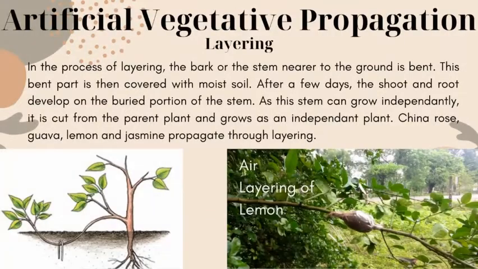The next method is layering. In the process of layering, the bark or the stem nearer to the ground is bent. This bent part is then covered with moist soil. After a few days, the shoot and root develop on the buried portion of the stem. As this stem can grow independently, it is cut from the parent plant and grows as an independent plant. China rose, guava, lemon and jasmine propagate through layering. Air layering is a method of propagating new trees and shrubs from stems still attached to the parent plant. The stem is wrapped with damp moss to encourage roots to form.